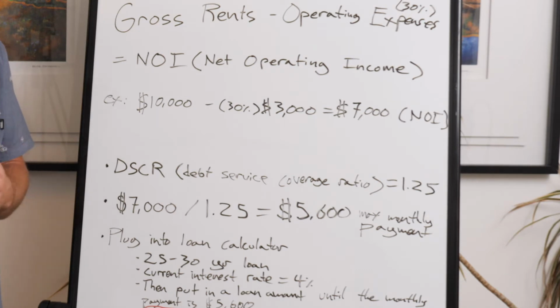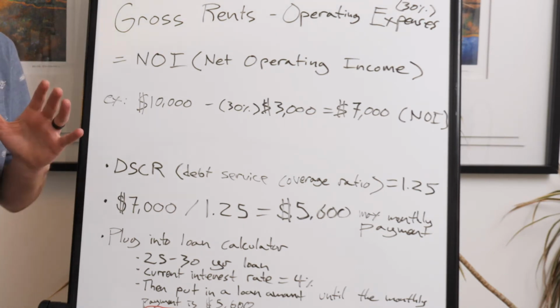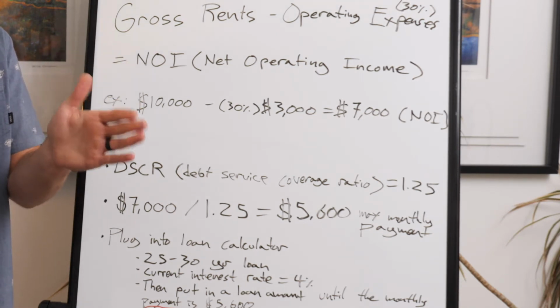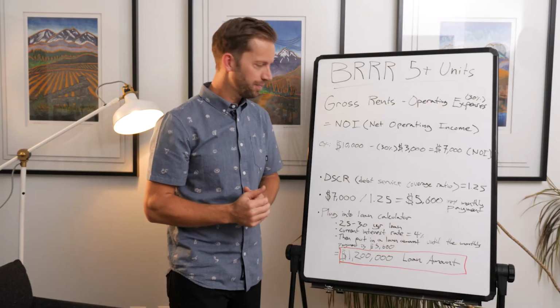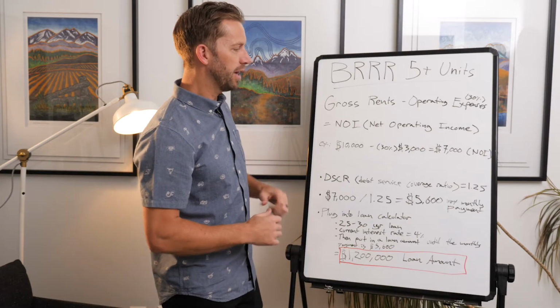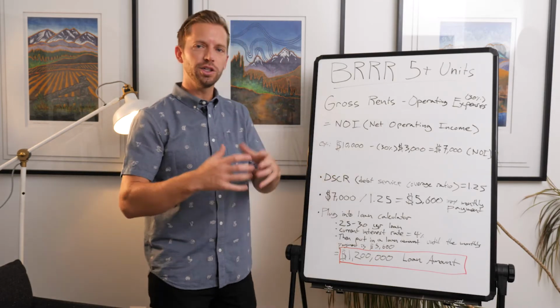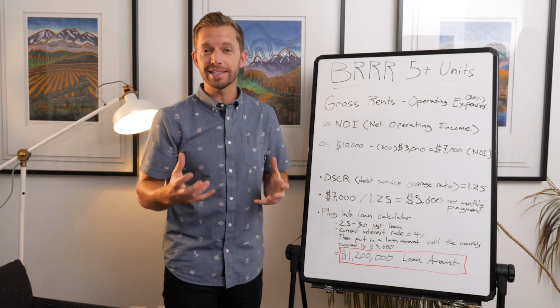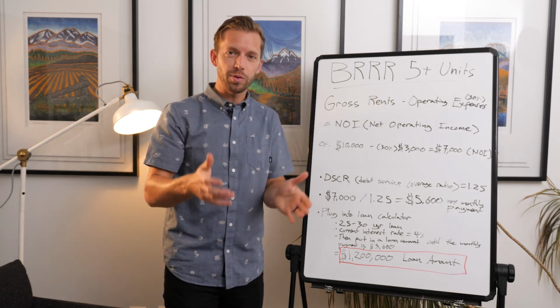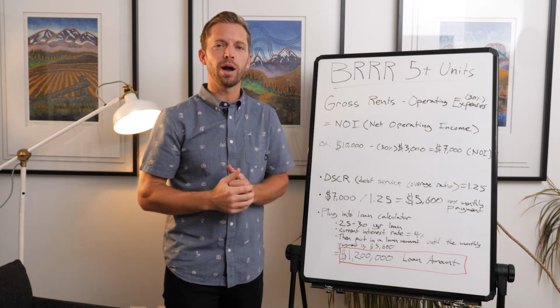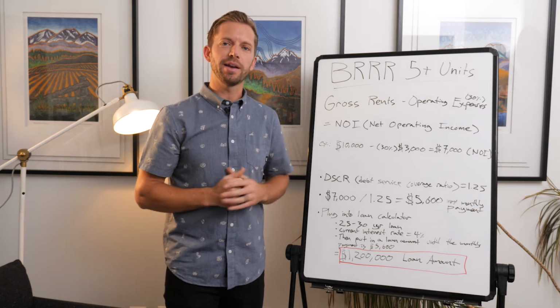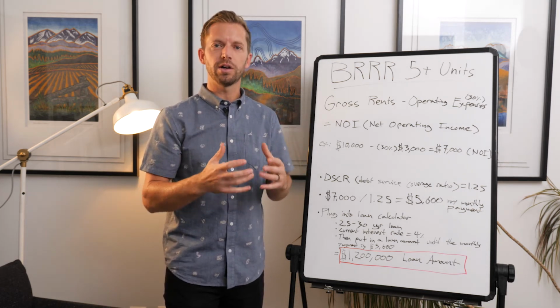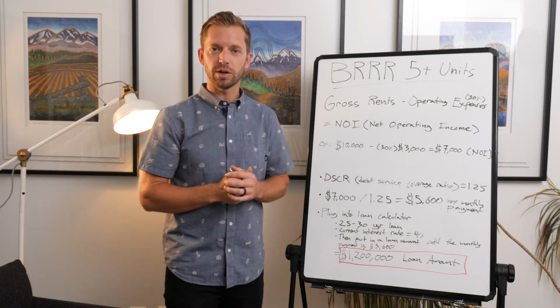That says after all my expenses on this property every month, I should have about $7,000 left over. Now what do you do? Now that we have that number, it should be pretty simple and straightforward to get to. Whether this is a property you already own or you're looking to purchase, you can easily obtain that information. You just have to know what the rents are and what the typical expenses are.